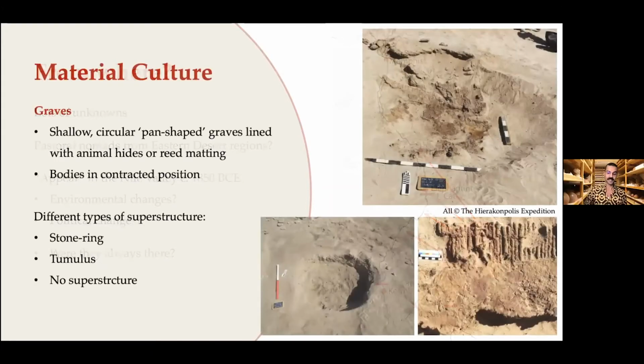So what makes them so distinctive? Well, given that the data is almost entirely from cemeteries, let's start with their graves. Mostly the graves are circular and shallow, sometimes less than a meter deep, and Petrie described them as being pan-shaped, which is where the name Pangrave comes from. The grave pits could be lined with reed matting or with animal hides, and the deceased was placed in the grave in a tightly contracted position lying on their sides. Sometimes the graves had an above-ground superstructure, which could vary from a ring of stones to a pile of loose debris, but more often than not, there was no superstructure at all.